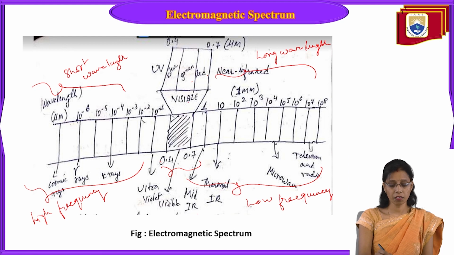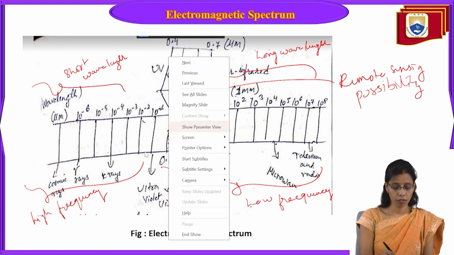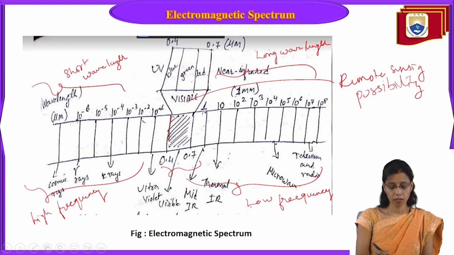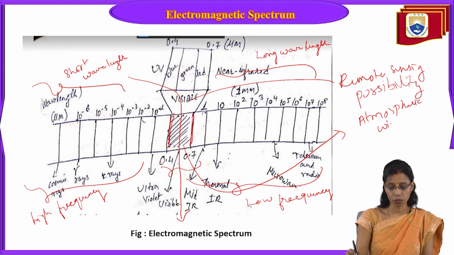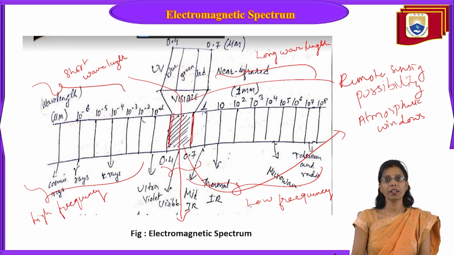So this is the only region where we have remote sensing possibility. Okay. So this window we generally call as, this is a window actually. This is the window from where the radiation will pass through and reaches the ground. So this window we call it as atmospheric windows. From this window only the electromagnetic radiations are able to pass through and reach the ground.